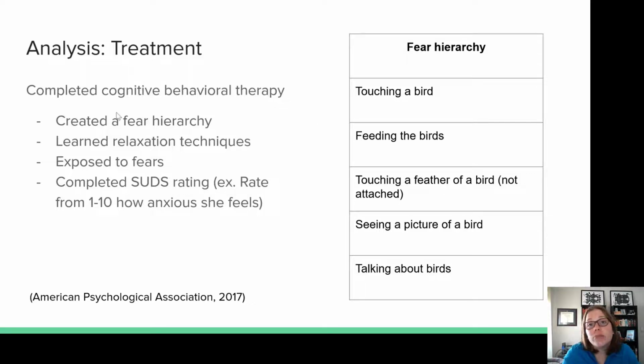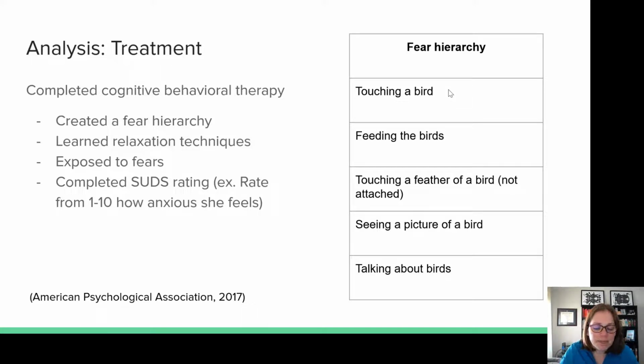Since I already know what she completed, I just said this is how she completed cognitive behavioral therapy. They created this fear hierarchy where at first she was just talking about birds and she was really distressed. Then she learned about relaxation, and then she saw the pictures of the bird and eventually touched a feather, and eventually went outside to feed him. And then we saw her at the end of the video actually touching birds, and stroking birds, like petting them, right? That was pretty amazing.